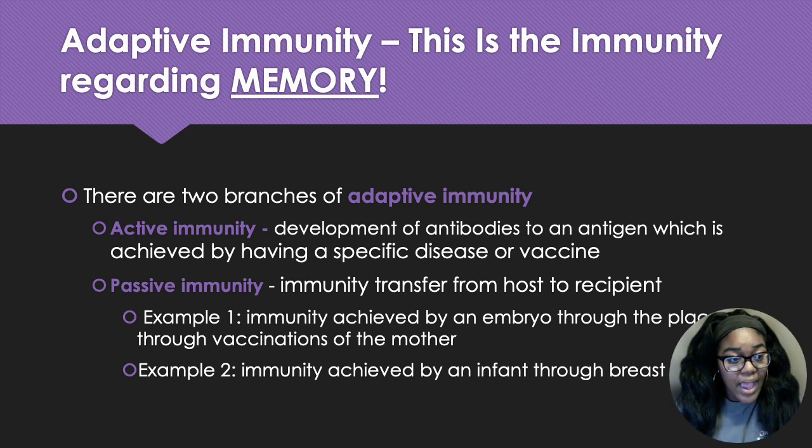So again, you have active immunity that falls under that adaptive immune response, and you have passive immunity, which also falls under that adaptive immune response. So again, this is the branch that we're talking about is specific, and the body is remembering those types of pathogens.